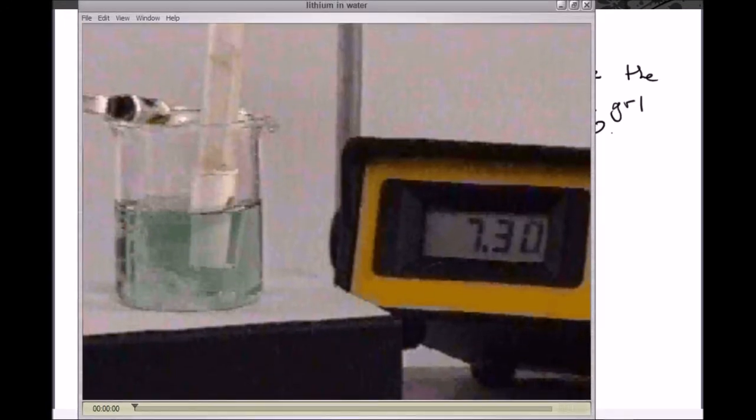So this is some lithium you can see in the screen at the minute, and what we have here, there's not a huge amount to see in terms of what goes on in the flask or the beaker here. I would say there's some universal indicator in this water, hence the reason why it's green, and we have a pH sitting at about 7.3, so it's just normal water.